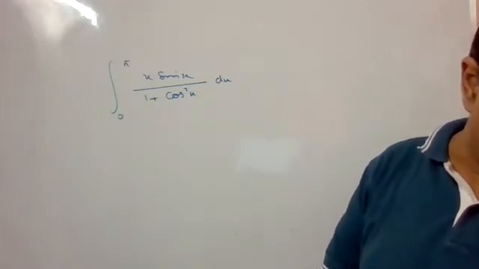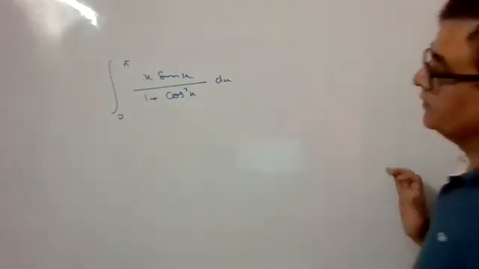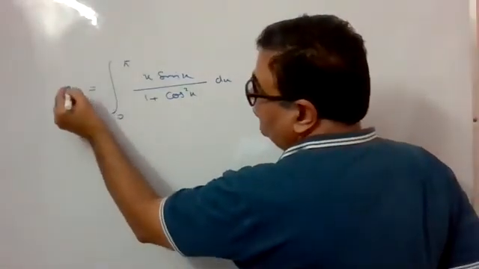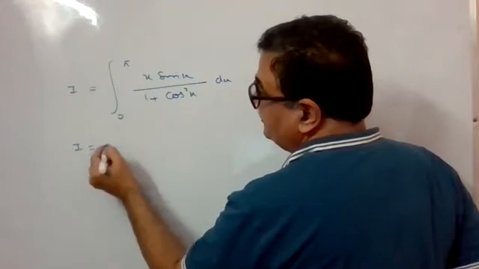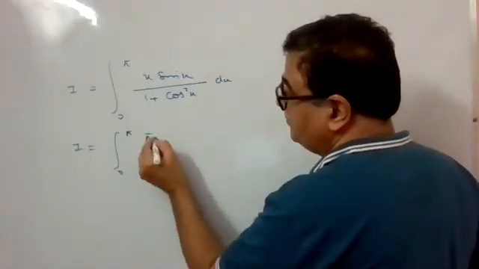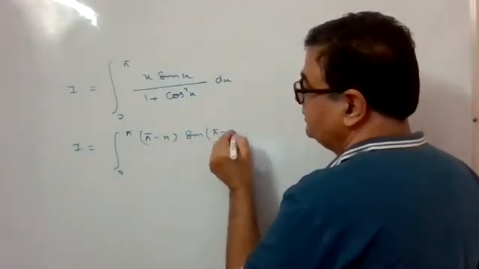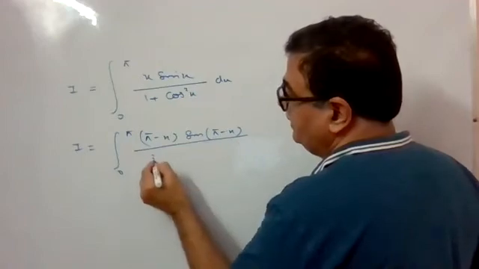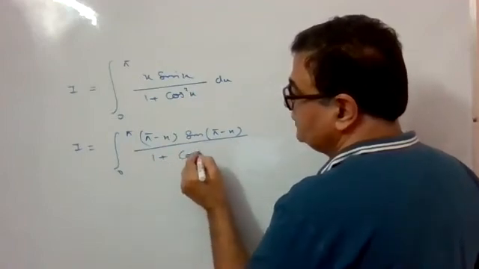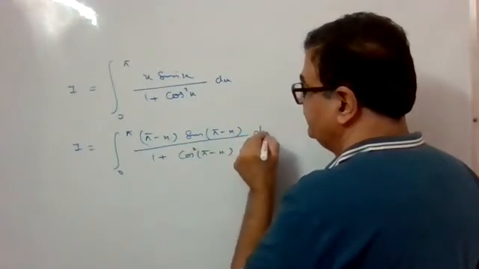Yes, please. How to do it? a minus x plus a. Yes, we will apply the property of a minus x. So this is coming 0 to pi. What will this come to? Pi minus x sine of pi minus x whole divided by 1 plus cos of pi minus x whole square, and this is dx.